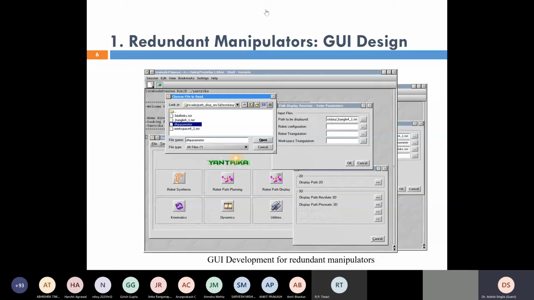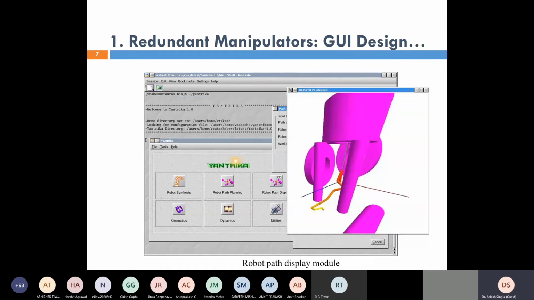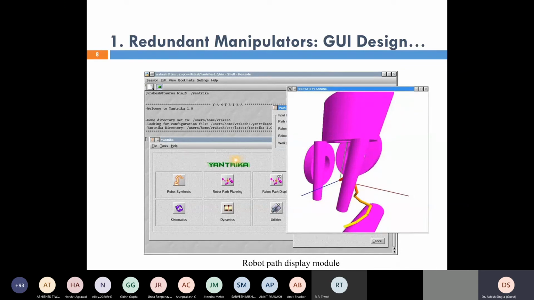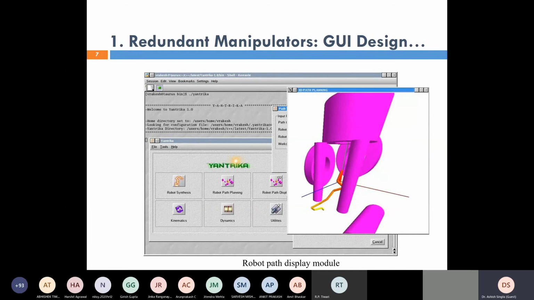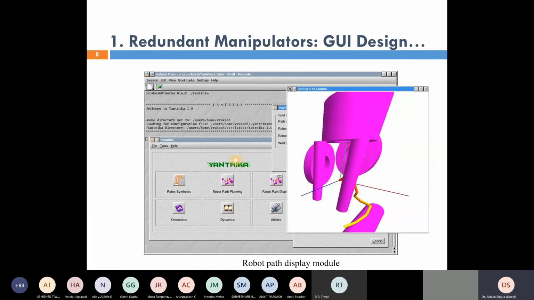So as I mentioned, it's a redundant manipulator. This is one of the works we have done during our stay at IIT Kanpur, where we had developed these 6 modules of serial manipulators, which can take care of every aspect of the robot, from kinematics to dynamics to path planning, path display. So over here, something like this, it's a robot designed for a nuclear plant, IGCAR Kalpakkam, where the robot parameters and environmental parameters we need to feed, and the algorithm will help us in giving a path which is obstacle free.